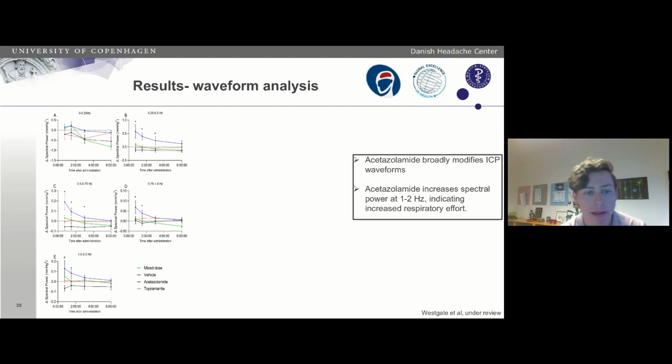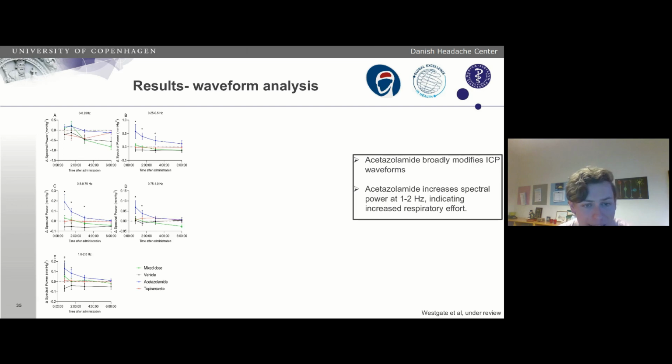Ignore that for a moment. Let me just talk about this slide. So we looked at the waveforms, the ICP waveforms, and how these drugs modify them. What we can see here is that broadly, in the blue, acetazolamide does modify intracranial pressure waveforms.